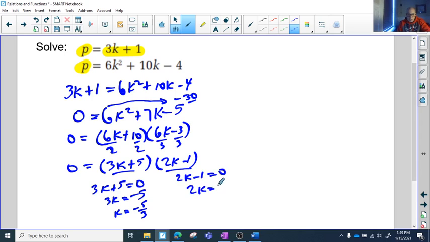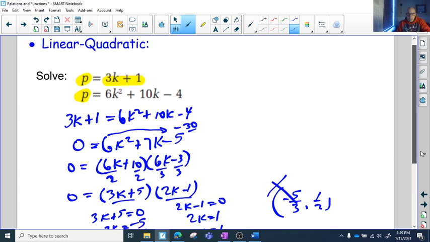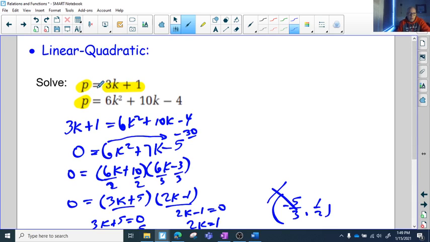So this is 2k equals 1, k equals a half. Now here's what students will do wrong. They'll say, okay, the answer is negative 5/3, comma, 1/2, that's not right, because these are both k values. Our answers should be an ordered pair of p and k.